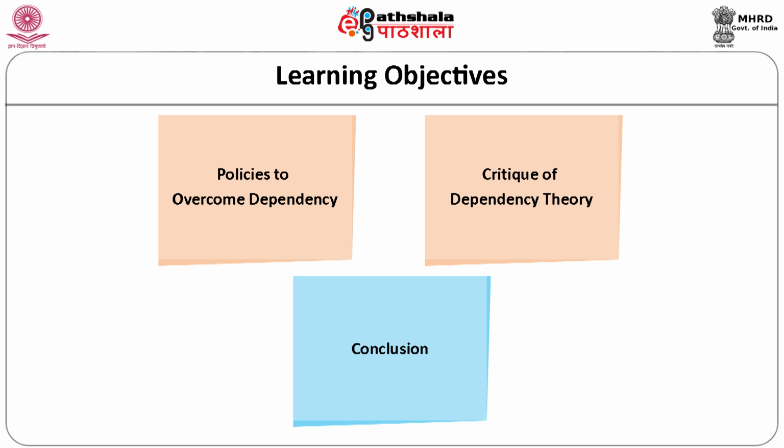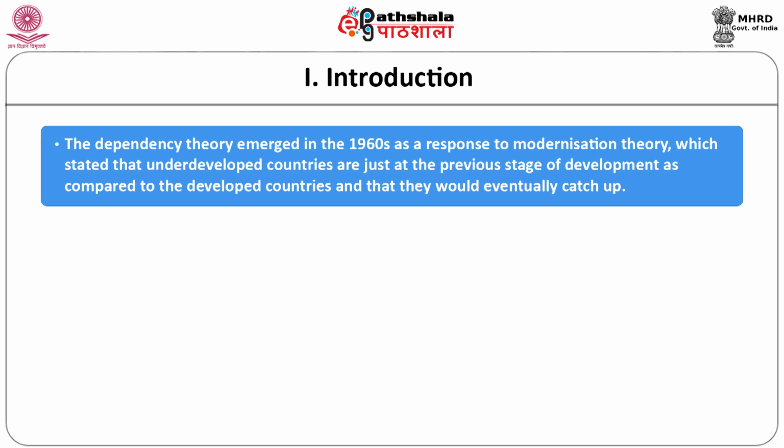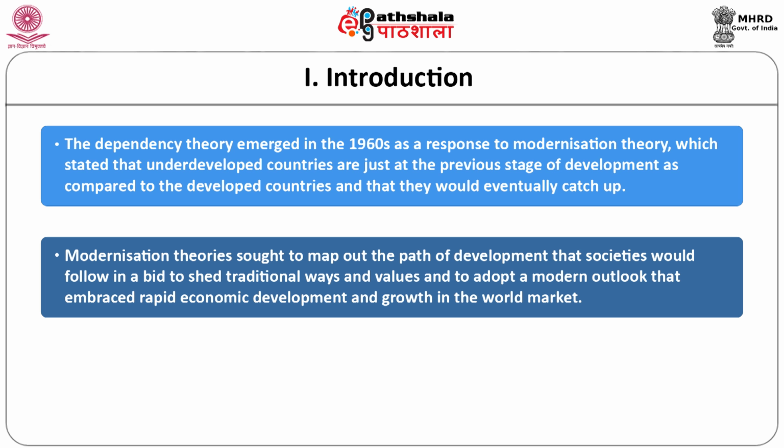Dependency Theory emerged in the 1960s as a response to Modernization Theory, which stated that underdeveloped countries are just at a previous stage of development as compared to the developed countries and that they would eventually catch up. Modernization theory sought to map out the path of development that society would follow in a bid to shed traditional ways and values and to adopt a modern outlook that embraced rapid economic development and growth in the world market.